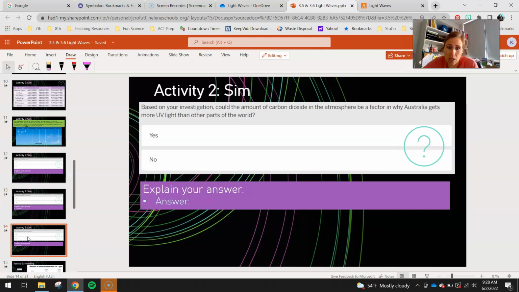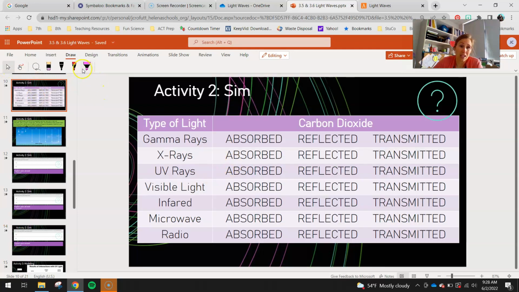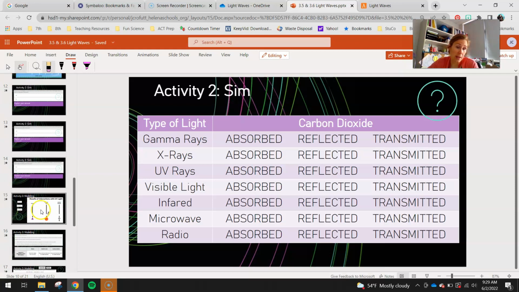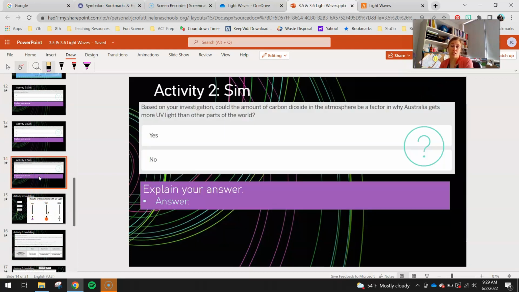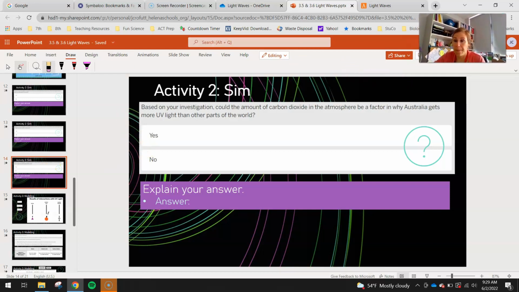Based on your investigation, could the amount of carbon dioxide in the atmosphere be a factor in why Australia gets more UV light than other parts of the world? Either more carbon dioxide or less carbon dioxide, look back at our data on slide 10 for UV rays. Could having either more or less carbon dioxide cause more UV light to get through and harm our skin? Answer those questions, and once you're done with slide 14, we'll move on. So pause this video right now and complete through slide 14.